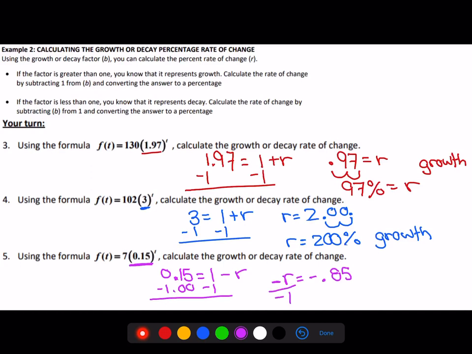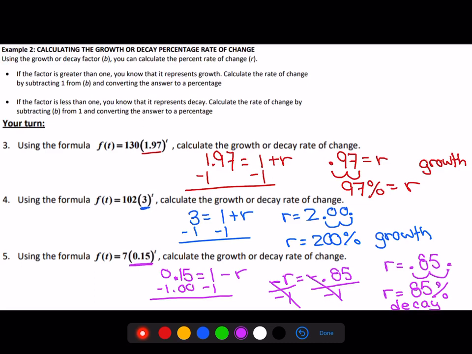From here, we divide both sides by negative 1 to get rid of our negatives. And again, it's negative because it was negative right here. And when I divide by those negatives, the negatives disappear, and this leaves us with r is equal to 0.85. Now I switch this to a percentage by moving my decimal place 2 places to the right. Left with r is equal to 85% decay. So that's a massive decay.